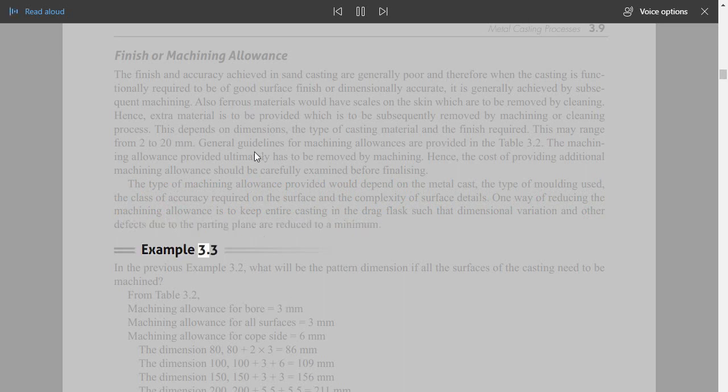Example 3.3. In the previous example 3.2, what will be the pattern dimension if all the surfaces of the casting need to be machined? From Table 3.2, machining allowance for bore equals 3 mm. Machining allowance for all surfaces equals 3 mm. Machining allowance for cope side equals 6 mm. The dimension 80: 80 plus 2 × 3 equals 86 mm. The dimension 100: 100 plus 3 plus 6 equals 109 mm. The dimension 150: 150 plus 3 plus 3 equals 156 mm. The dimension 200: 200 plus 5.5 plus 5.5 equals 211 mm. The final dimensions are shown in Fig. 3.4.